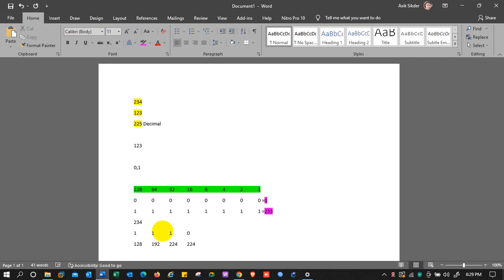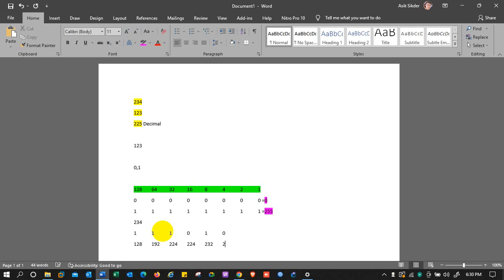Then 224, because no number has been added yet. And as we have got 224, if we add 8 more, then the number will be 232. It means we can keep this one with us and collect number 8, then the result will be 232. And then go to the next number, which is 4. If we collect number 4, then the result will be 236. So here we have to put 0 because we cannot cross the number 234.